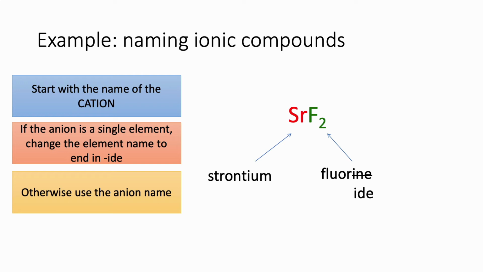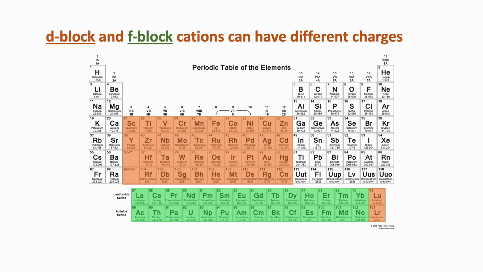The two that we've just done are fairly straightforward, and if all ionic compounds were like that, this would be a piece of cake and we wouldn't have to spend any more time on it. But unfortunately, ionic compounds are not always this simple. One of the ways in which they can be complicated is that elements in the D block and the F block, in their elemental state, are cations, but those cations can have different charges.